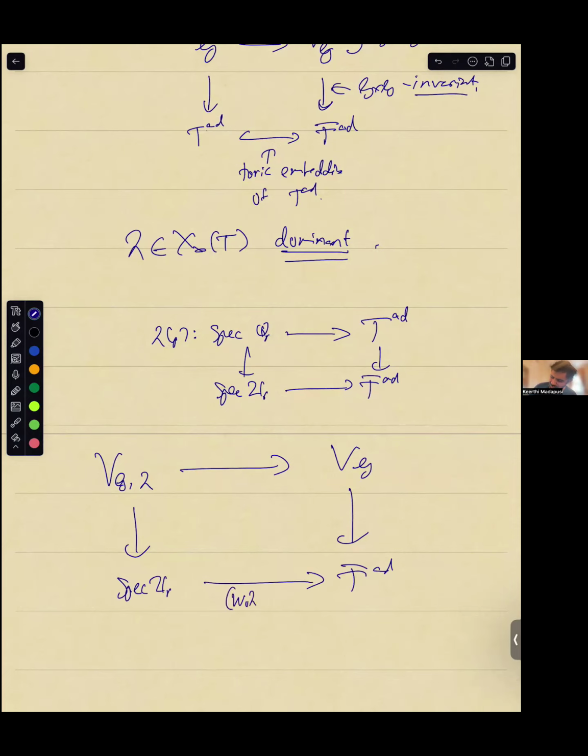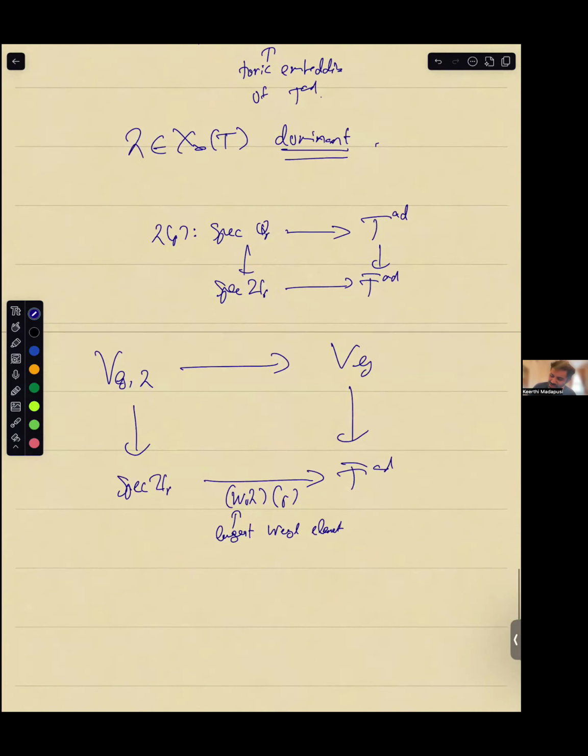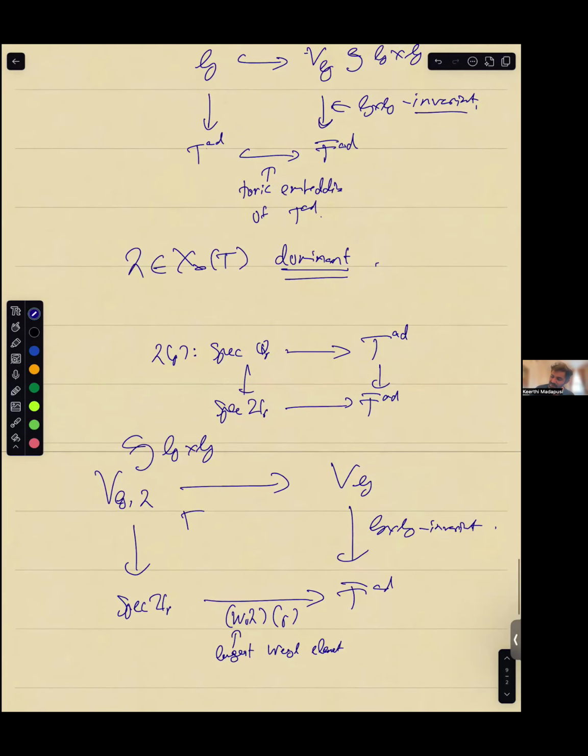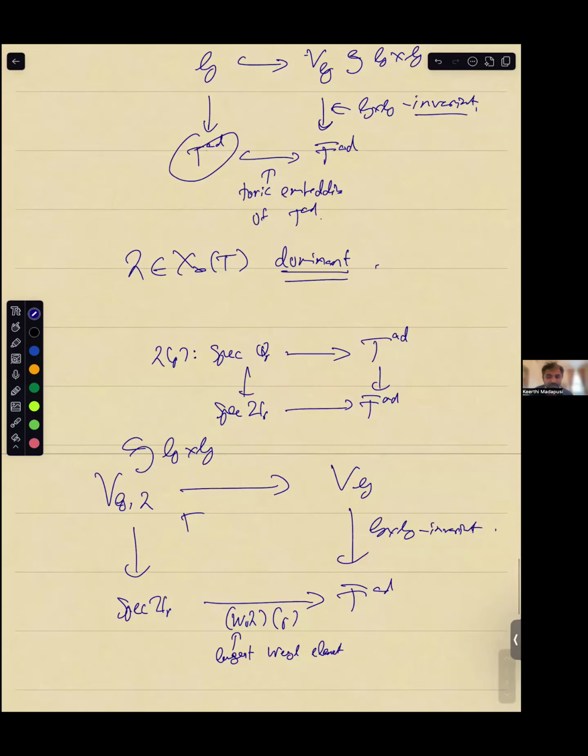It's just a little kind of, so this is the longest Weyl element. Because this is G times G invariant, this actually has an action of G times G. And you can show it's generically isomorphic to G/P. It follows from the fact that lambda of P factors through here generically.